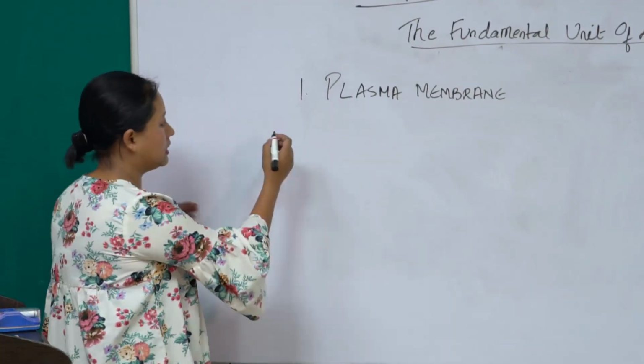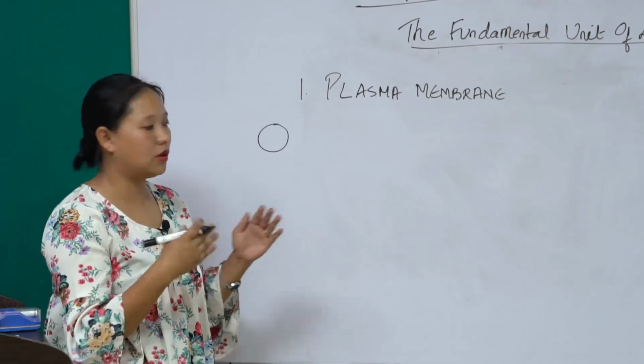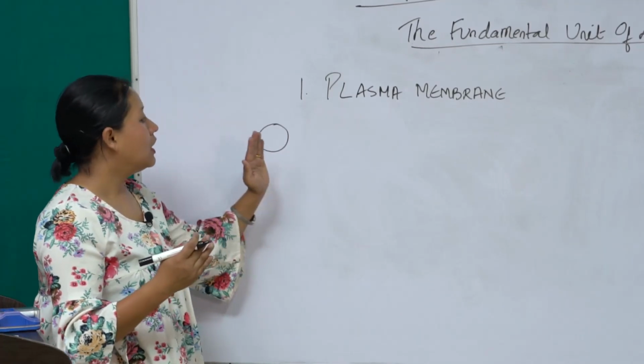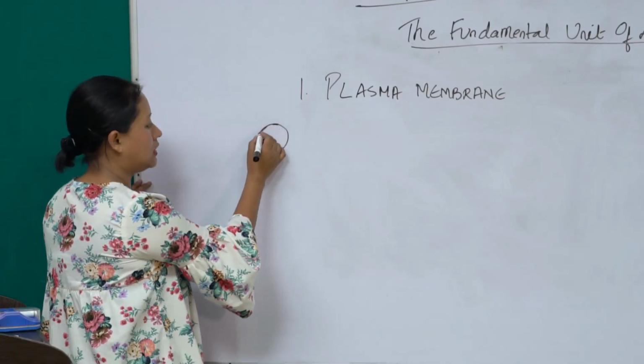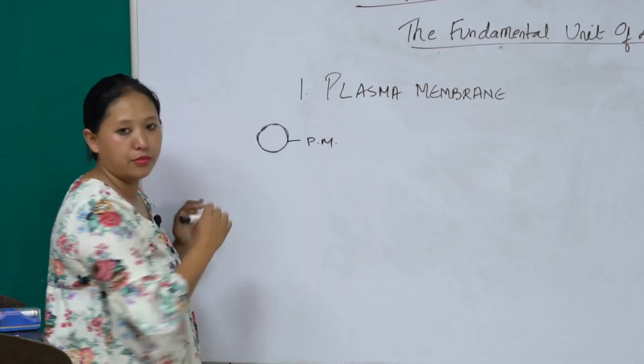Say this is a cell. It may be a plant cell or an animal cell. The plasma membrane means the outer covering, so this is the outer covering, and we call it the plasma membrane.